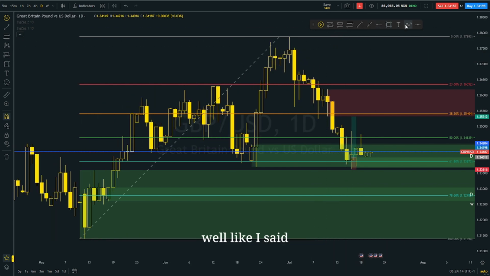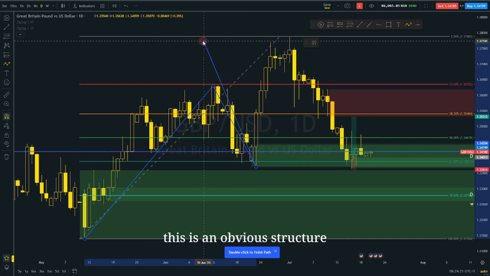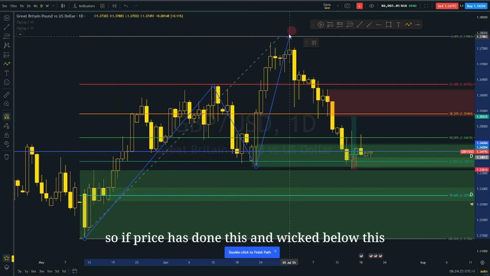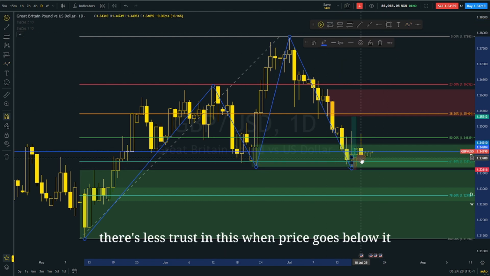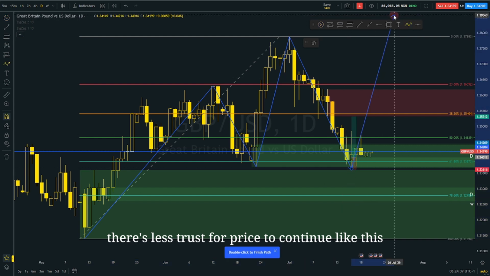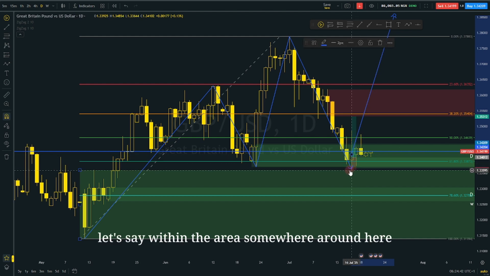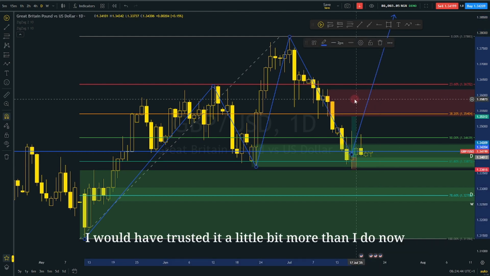Well, like I said, this is an obvious structure to me. So if price has done this and wicked below it, there's less trust in this when price goes below it. There's less trust for price to continue like this. If price had stopped within the area somewhere around here, I would have trusted it a little bit more than I do now.